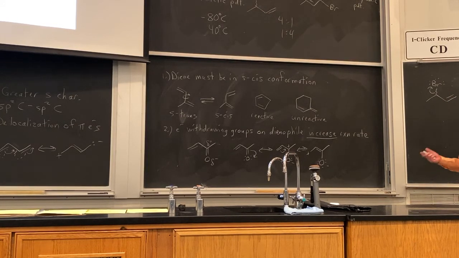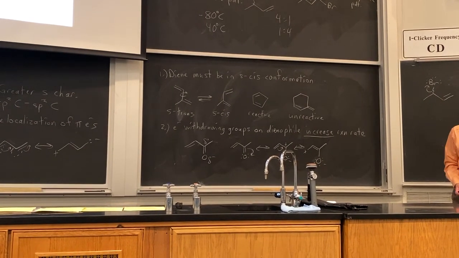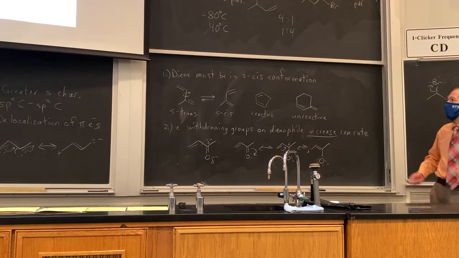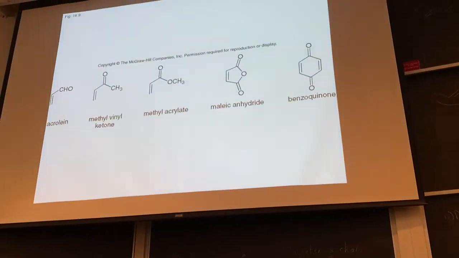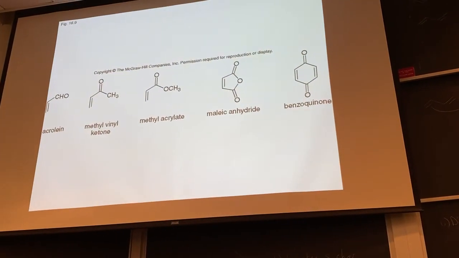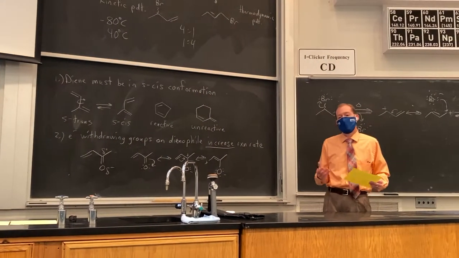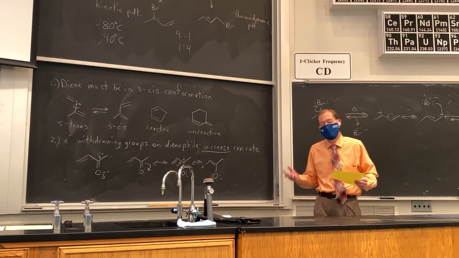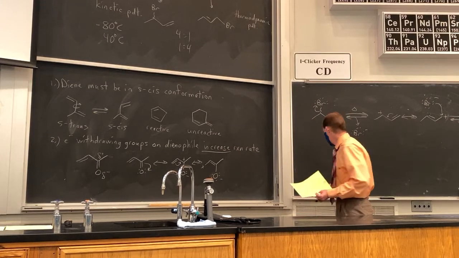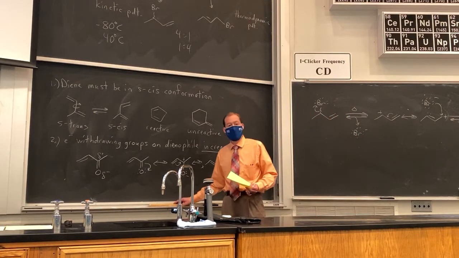resonance or by induction, we can see that carbonyl groups conjugated to alkenes are going to withdraw electrons from those alkenes. And we see all of these dienophiles up on the screen that have carbonyls conjugated to alkenes. These are fast-reacting dienophiles where we have an increased reaction rate. So why do electron withdrawing groups conjugated to dienophiles, to the alkenes of dienophiles, increase the reaction rate? To understand this, we actually have to use molecular orbital theory.